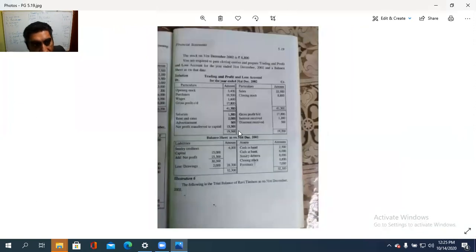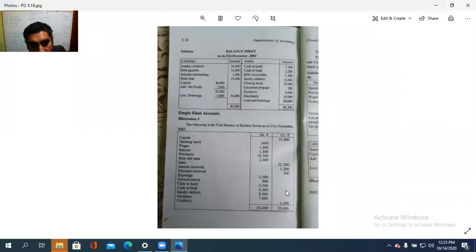See, 15,300. Then balance sheet. How are we going to prepare the balance sheet? From this net profit 15,300, you need to add it to the capital and deduct the drawings. Clear? So we will do it now. Balance sheet. Understand, students? In this way you need to prepare.